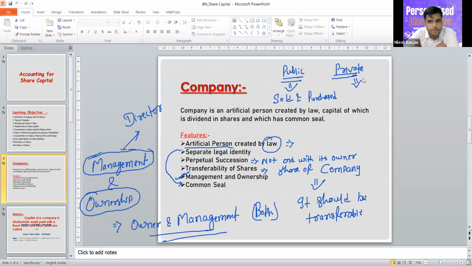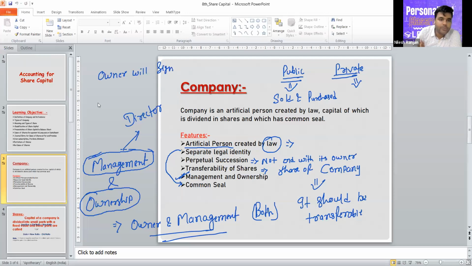Okay, so the last point is common seal. Now you know about signature. Can you tell me, if there is any agreement between a partnership business or proprietorship business and some other business, then who will sign the document? The owners. Yes. So the owner will sign the document.